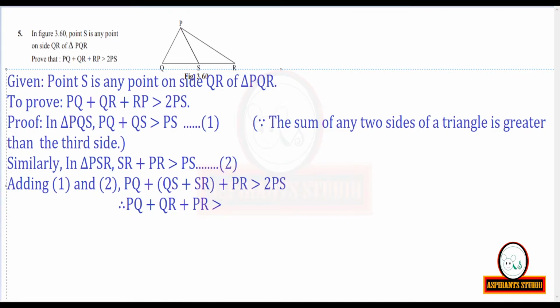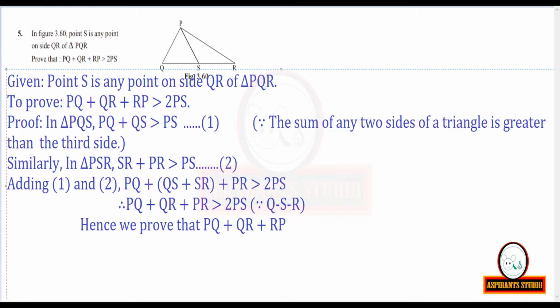Now combine QS plus SR together and we can use the betweenness property. S lies between Q and R. So QS plus SR will be equal to QR. So PQ plus QR plus PR will be greater than 2PS. I have written QS plus SR as QR because of the betweenness property. Hence we prove that PQ plus QR plus RP is greater than 2PS.